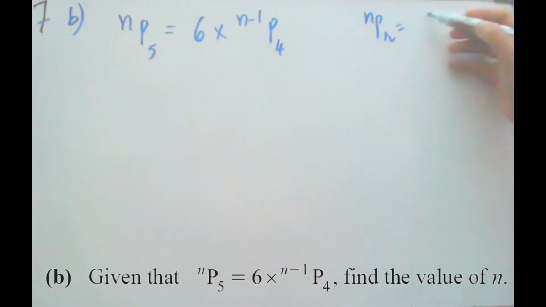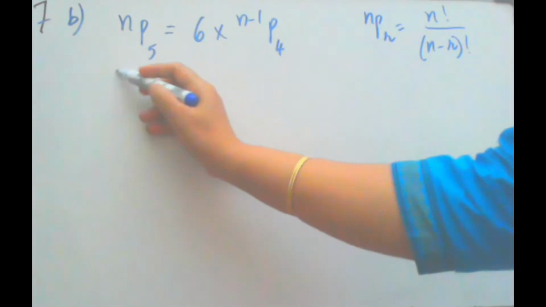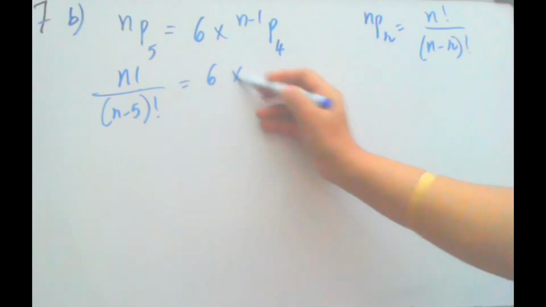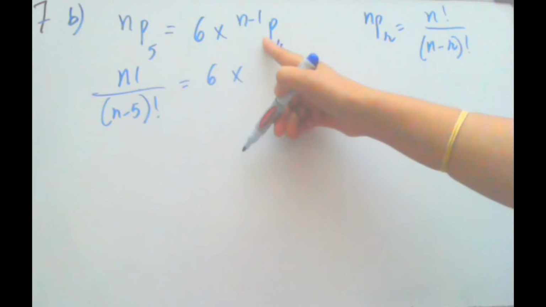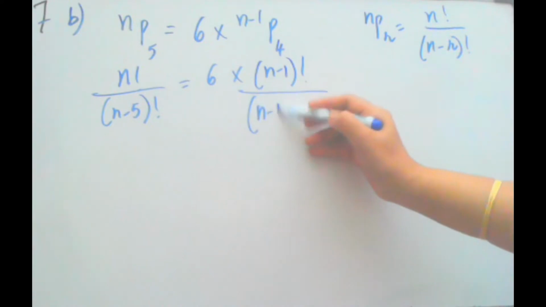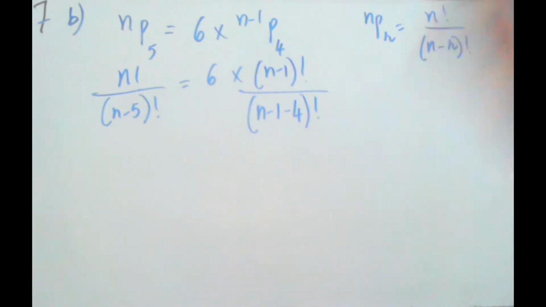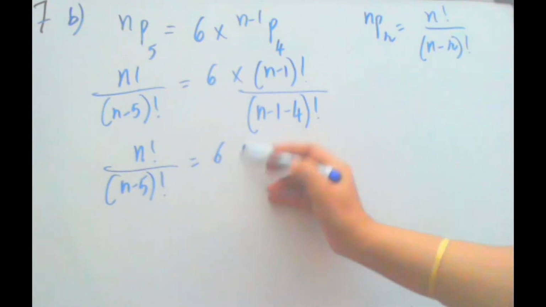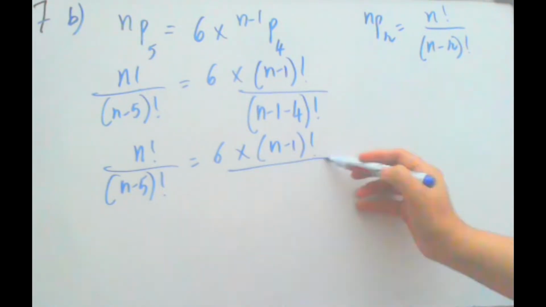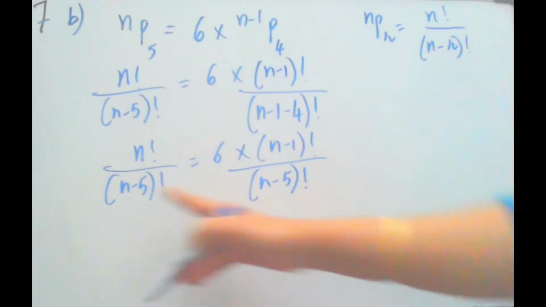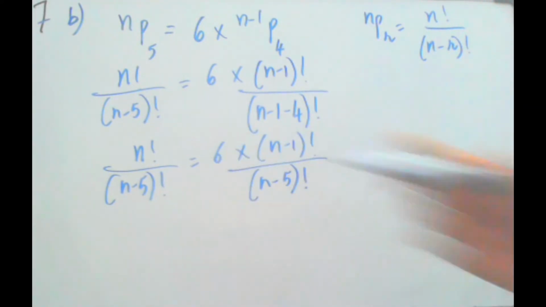So what is nPr again? It is n factorial divided by n minus r factorial. So n factorial divided by n minus 5 factorial is equal to 6 multiplied by, observe this 6 is independent of this P, n minus 1 factorial divided by n minus 1 minus 4 factorial. So n factorial divided by n minus 5 factorial is equal to 6 into n minus 1 factorial divided by n minus 5 factorial.